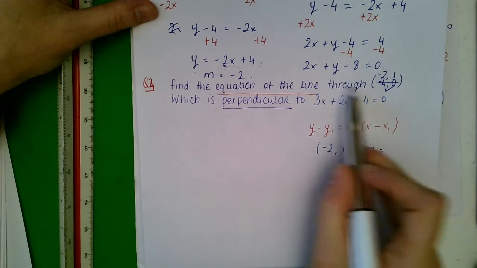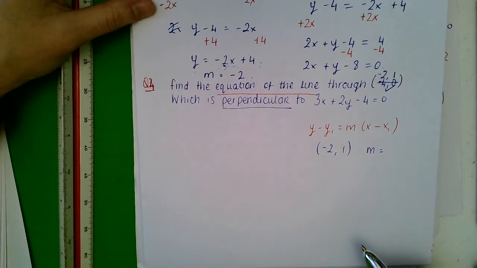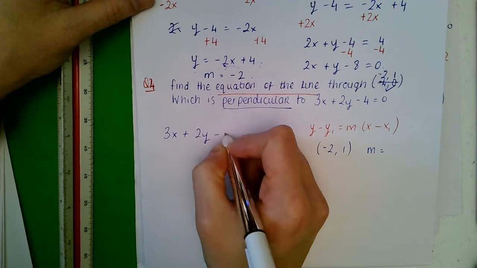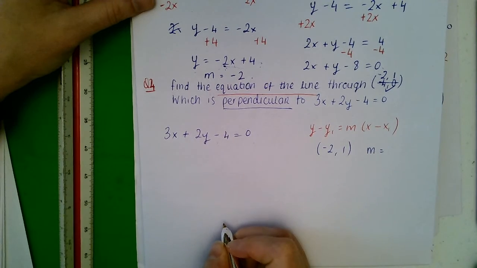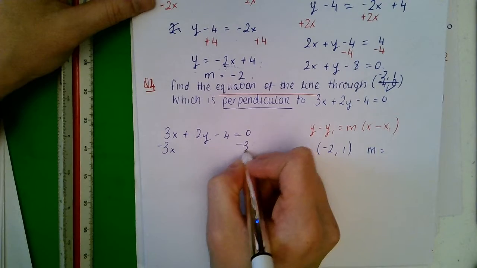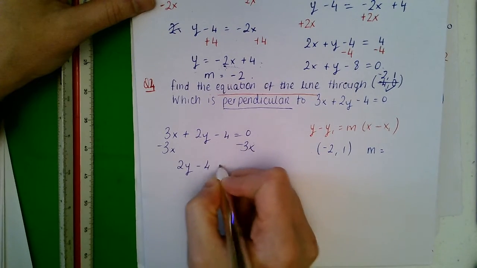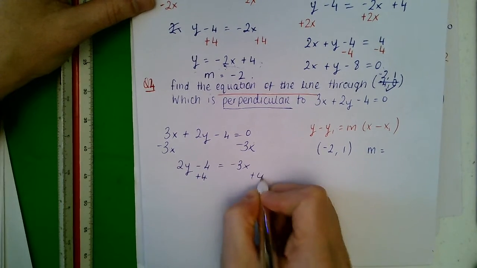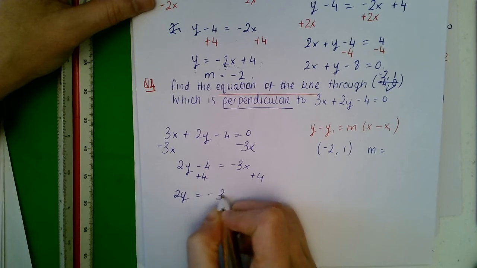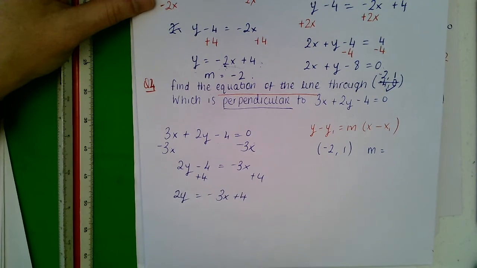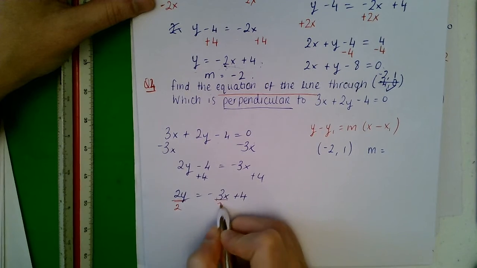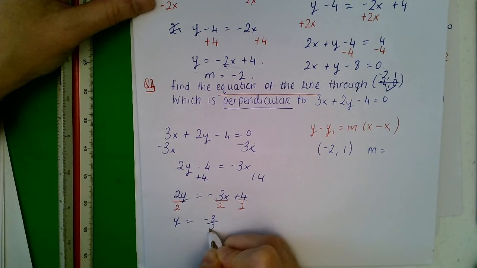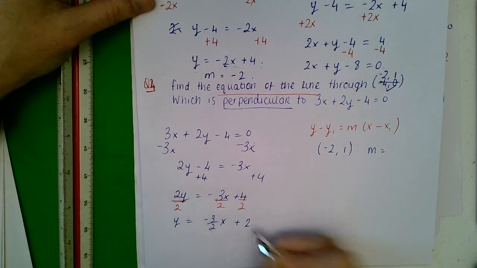Okay, so I need to find the slope of this line, and then afterwards find the slope of the line that's perpendicular. Okay, so start off by rewriting this equation of line in the form y equals mx plus c. So I'm going to take 3x away from both sides here, and get 2y minus 4 equals minus 3x. I'm going to add 4 here to both sides. So 2y equals minus 3x plus 4. And at this point I need to get rid of this 2, so I'm going to divide everything by 2. And what I get then is y equals minus 3 over 2x plus 4 over 2, which is actually 2.